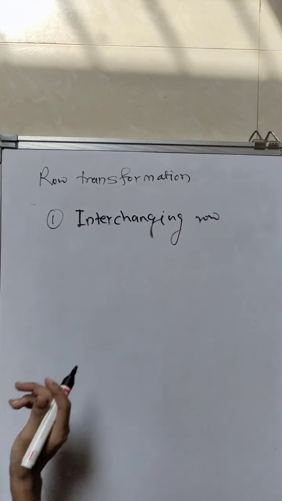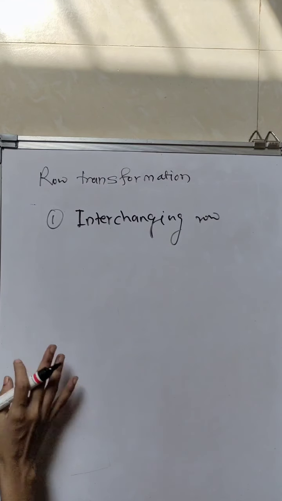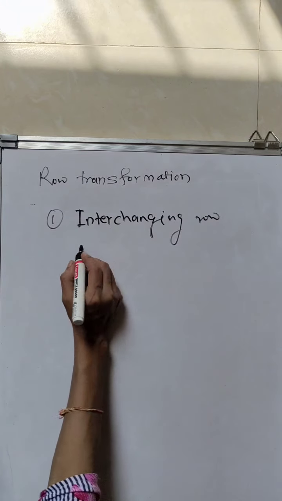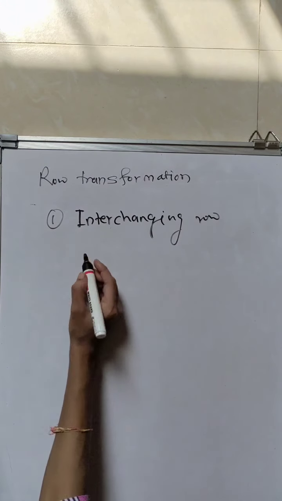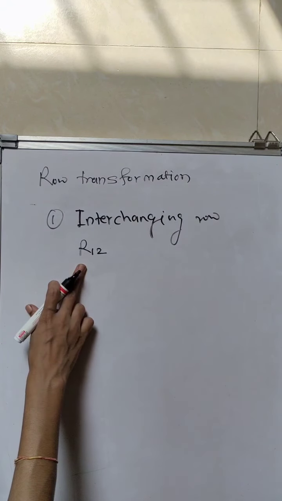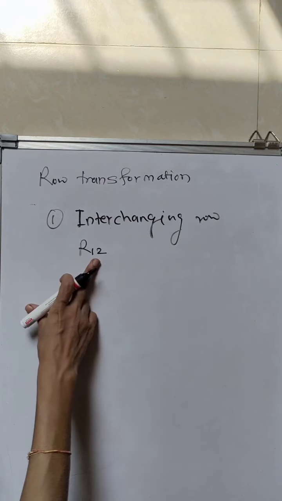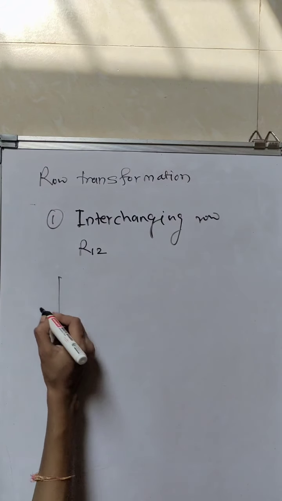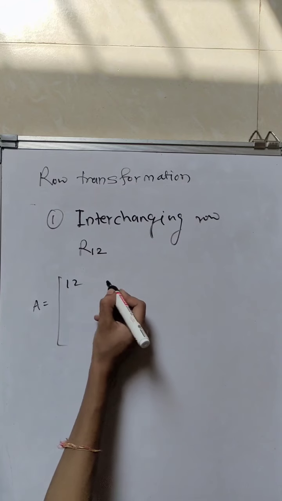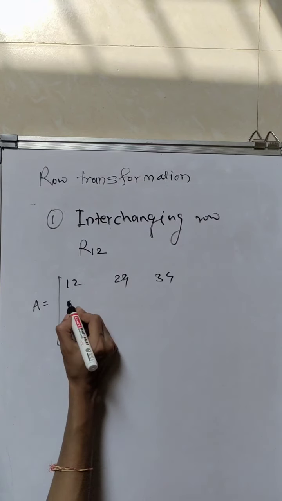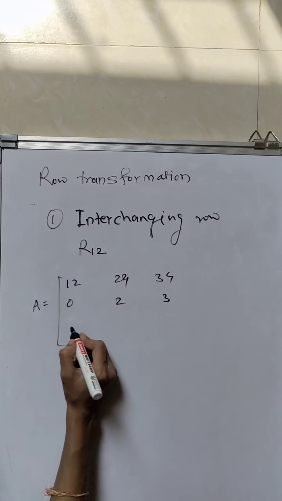rows, then if we have to interchange the first row and second row, we denote it as R12. It means we are going to interchange the first and second rows. For example, consider matrix A as 1 2 4, 3 4 0, 2 3 2.